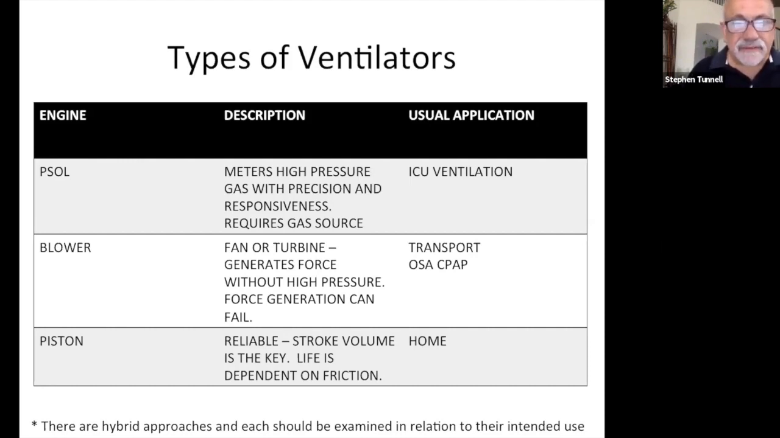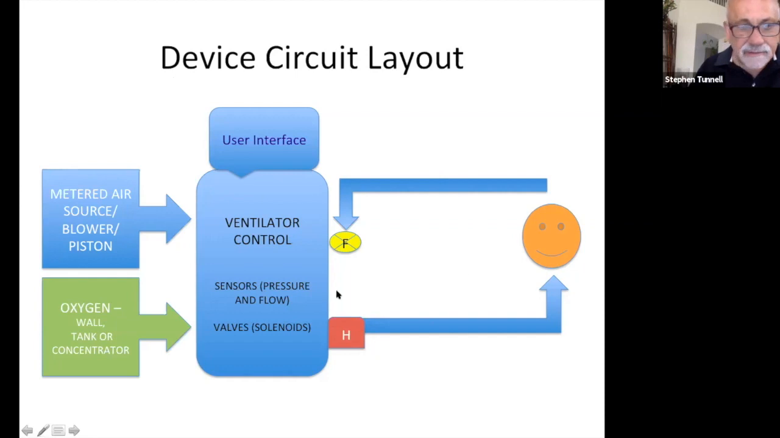So those are the three types of ventilator engines that you'll run across. This is a typical layout. I picked a happy face here, but essentially what we have again are these sources of gas. You can have metered air, a blower or a piston replacing that air source out of the wall. And then you have oxygen, and oxygen will come from the wall or a tank or even a concentrator. We can talk about the concentrator later, but a concentrator is a low oxygen producing device. It doesn't produce high levels of oxygen.